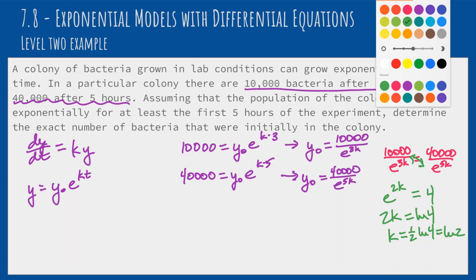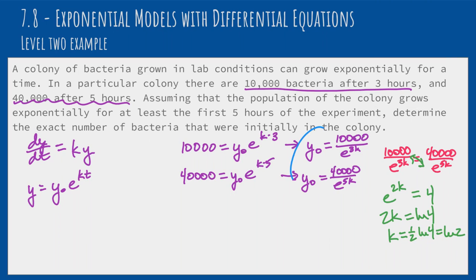So I'm going to take that now and substitute it into one of these two equations to find y naught. I'm going to choose the first one here just because it's got smaller numbers and it seems like it would be easier to work with, but either one will give us the same answer. So we get y naught is equal to 10,000 divided by e to the 3 natural log of 2, because we're plugging natural log of 2 in for k.